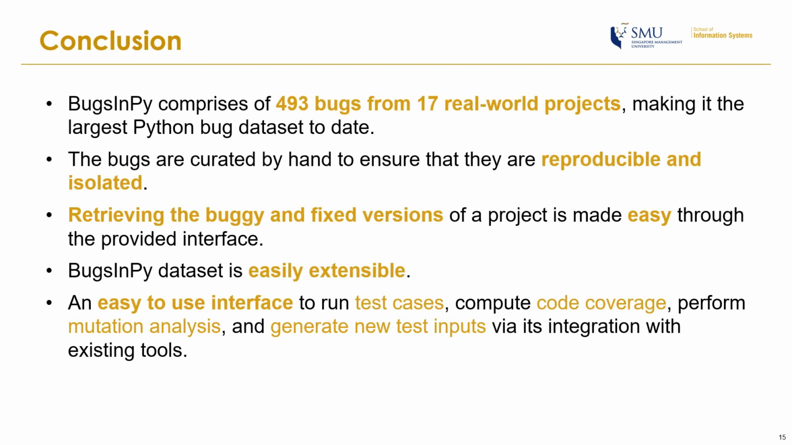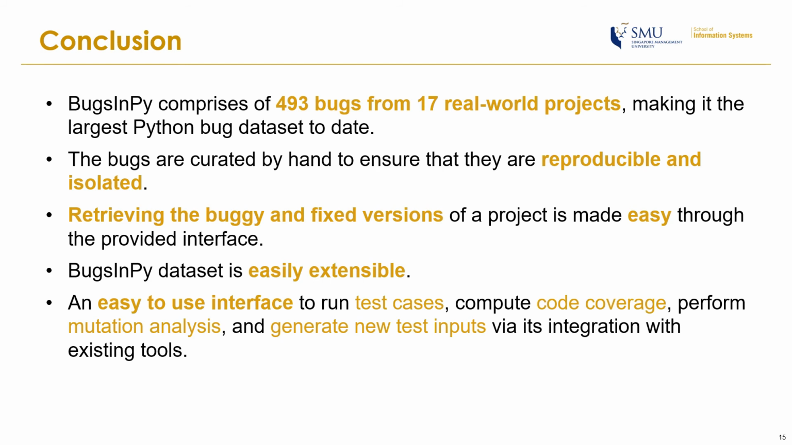To conclude, we present BugsInPy, a framework to enable controlled studies requiring experiments on real bugs in Python projects, such as work on testing and debugging. BugsInPy is currently comprised of 493 bugs from 17 real-world projects, making it the largest Python bug dataset to date. It is created by hand to ensure that the bugs are reproducible and isolated.